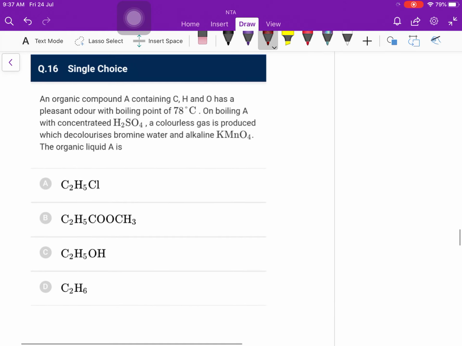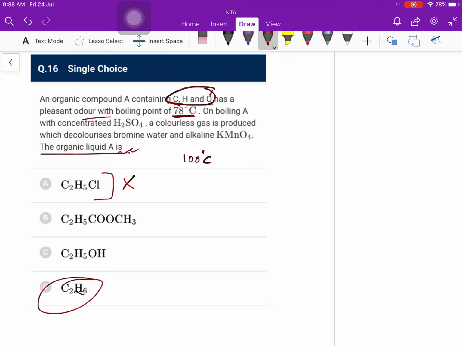An organic compound A containing C, H, O. So the organic compound contains carbon, hydrogen, oxygen, has a pleasant odor with a boiling point of 78 degrees Celsius. See, the boiling point is quite high, so you can suspect, like for H2O it is 100 degrees Celsius because of hydrogen bonding, so there must be some hydrogen bonding. First of all, Cl is not present in the organic liquid A, so A is only made up of C, H, O, so this is not the answer. C2H6 is actually a gas at room temperature, so it cannot have a boiling point of 78 degrees Celsius. This is not the answer.